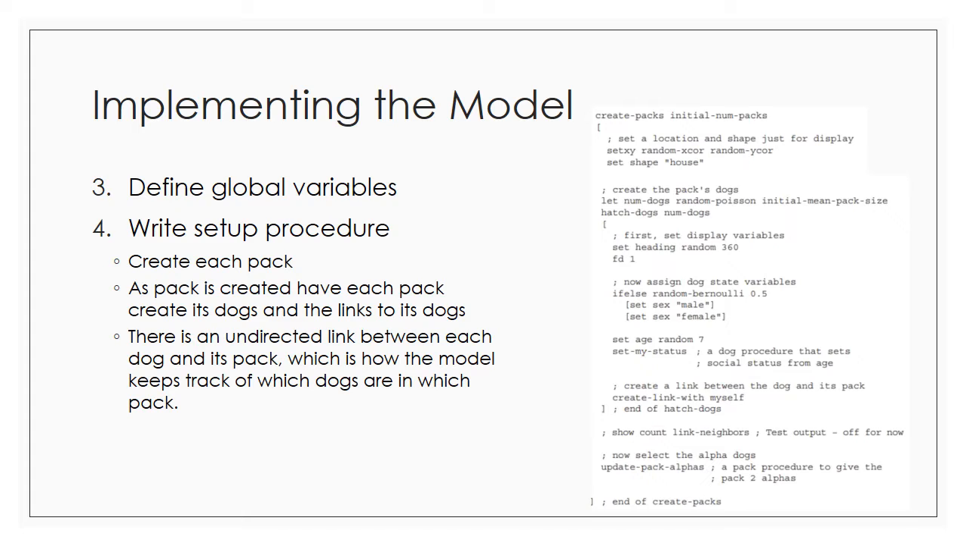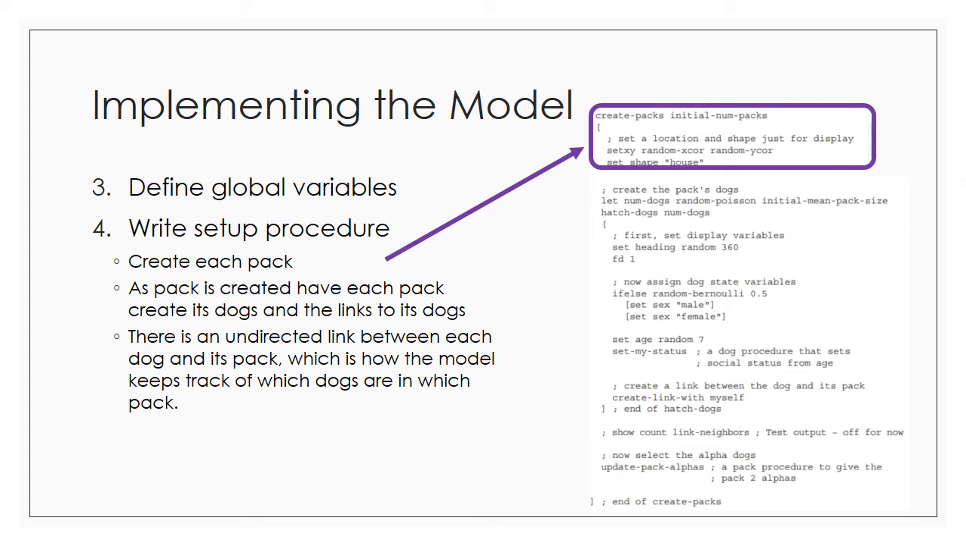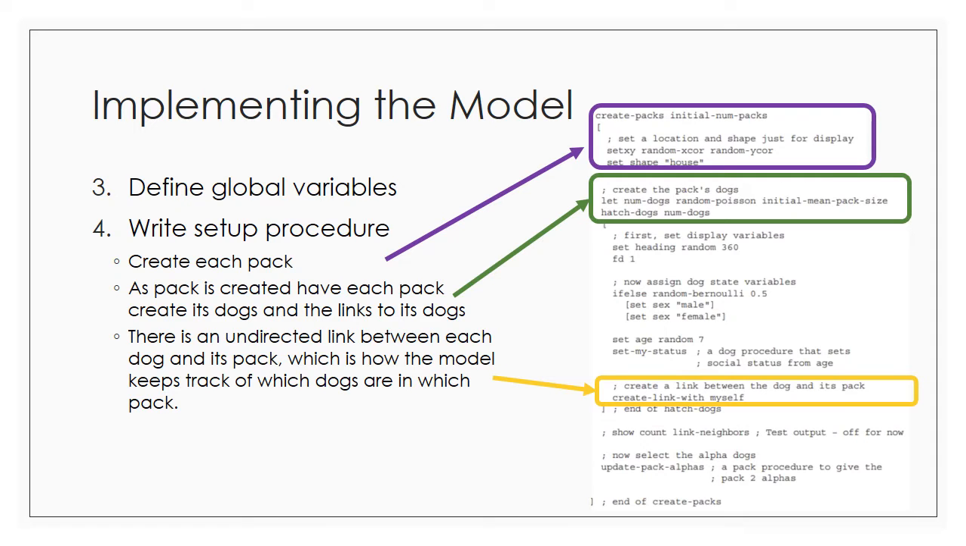Next, we will define the global variables, and in the setup procedure, which you can see to the right, we will create each pack. As a pack is created, we will have each pack create its dogs and the link to its dogs. To keep track of which dogs are in which pack, the model will use an undirected link between each dog and its pack.